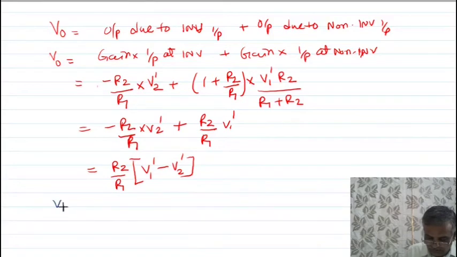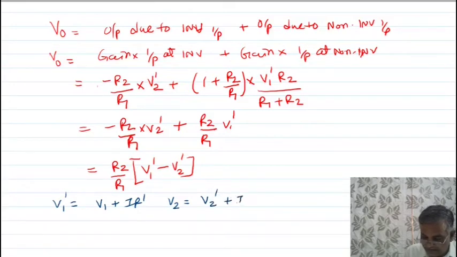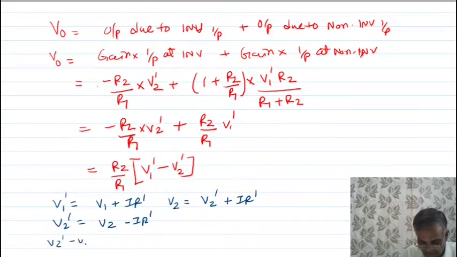So V1 dash we have written V1 plus IR dash, and V2 dash we have written V2 dash plus IR dash. So V2 dash I can write V2 minus IR dash. So I have to find V2 dash minus V1 dash. This minus this, this minus this. So this minus this I have to do.